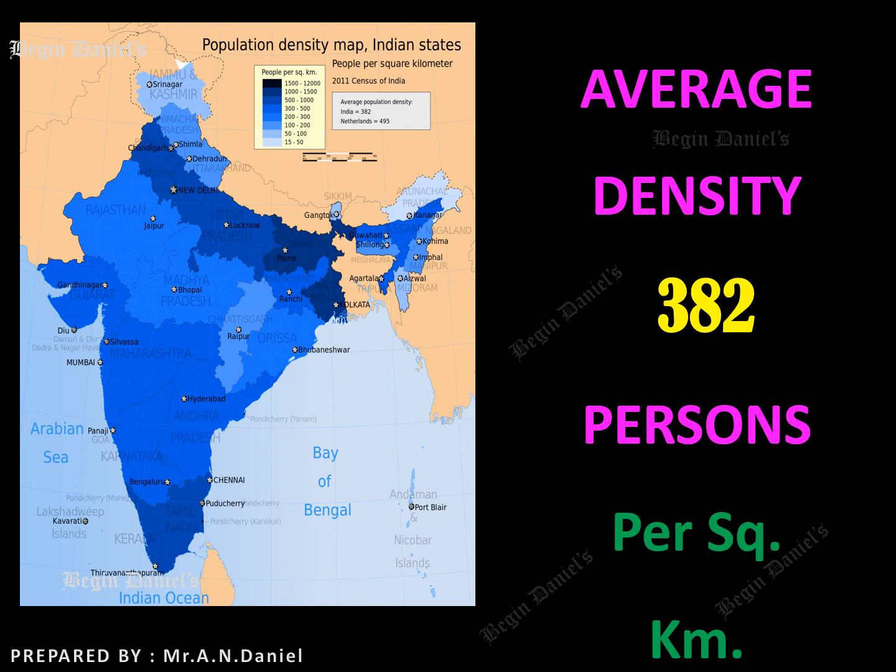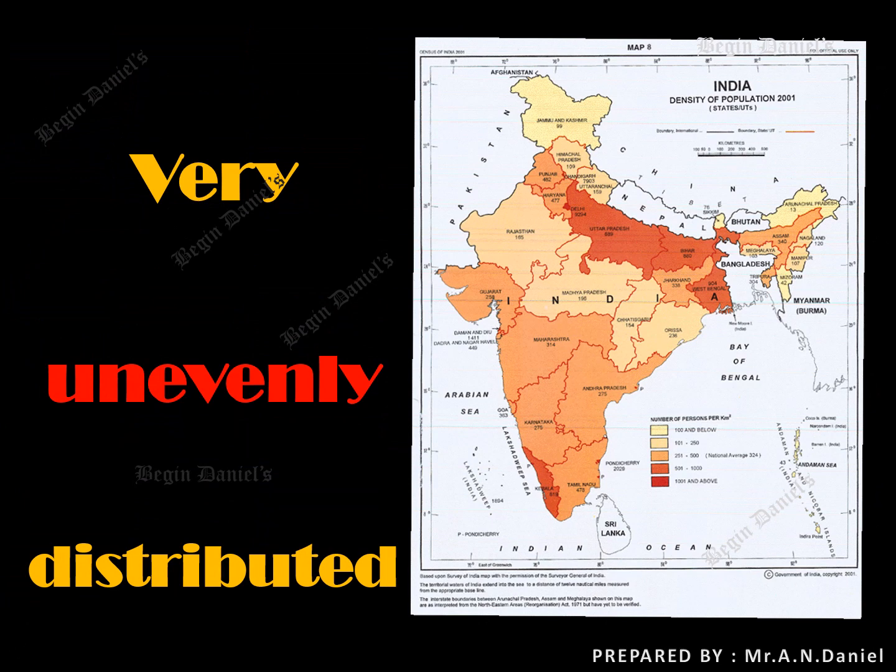According to the 2011 census, the average density of India is 382 persons per square kilometer. That means India has a high density of population. But the population of India is very unevenly distributed. The adjacent map shows the distribution of population in India: the density is very high in some parts, low in some parts, medium in some parts, and in some other parts it is very low.